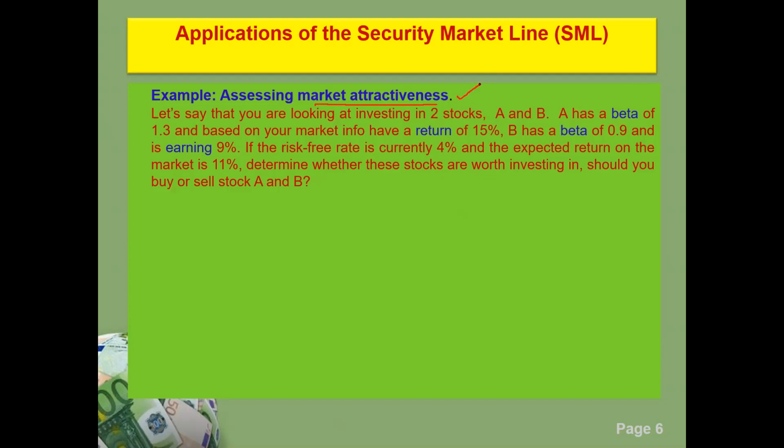So this is what market attractiveness is, and this is what we are looking for. Anyways, let's see an example. Let's say that you are looking for two investments in two stocks, stock A and B. A has a beta of 1.3, and based on the market information, it has a return of 15%. B has a beta of 0.9, and based on the market information, it is earning 9%.